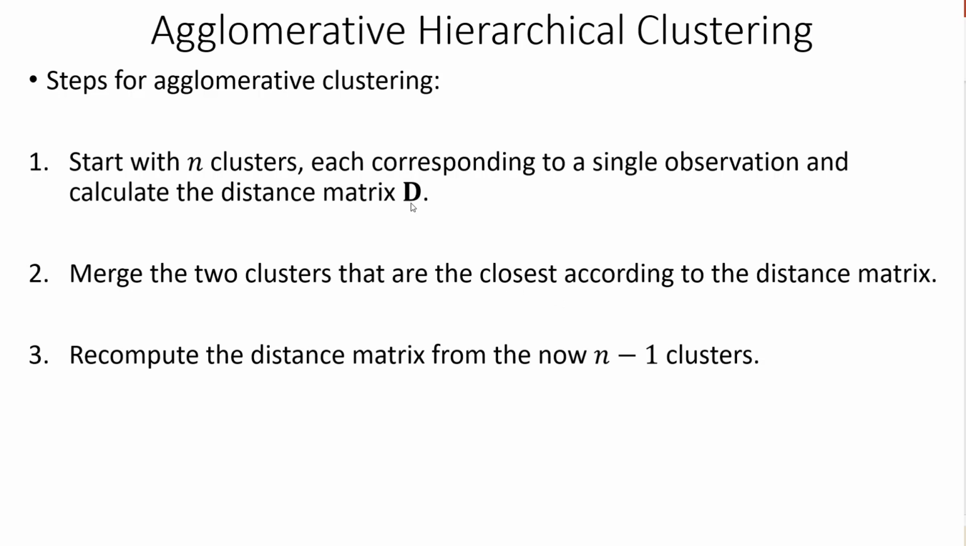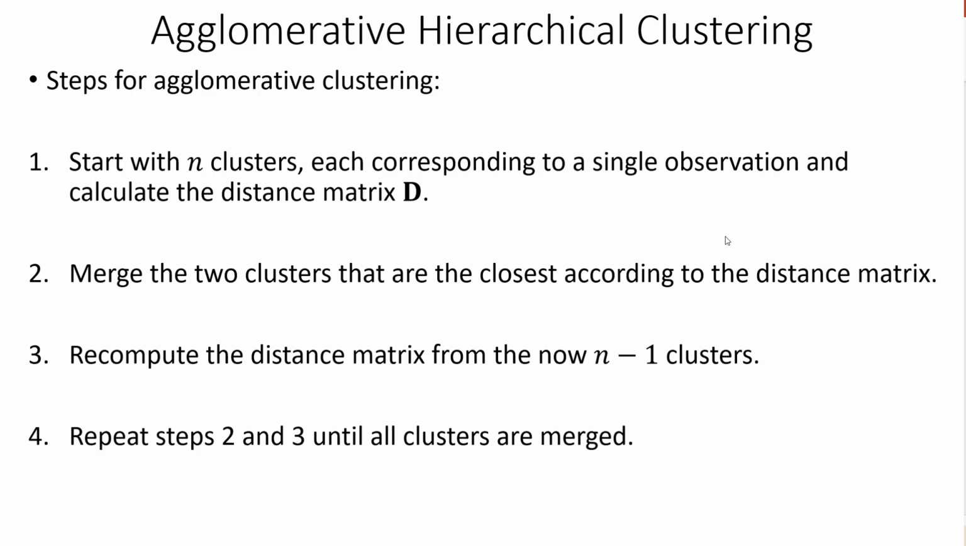So we have to recalculate d. And then we'll just repeat steps 2 and 3 until all the clusters are merged. We'll take the two closest clusters, merge them together, recalculate our distance, take the two closest clusters that are together, recalculate the distance until we just end up with one large cluster, which means that we'll end up doing this n times, one for each observation that we have.